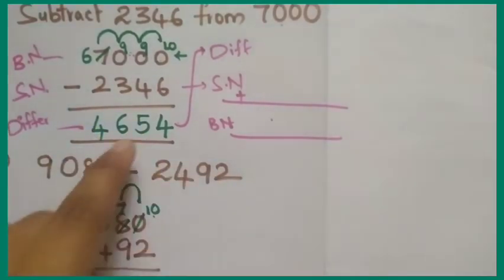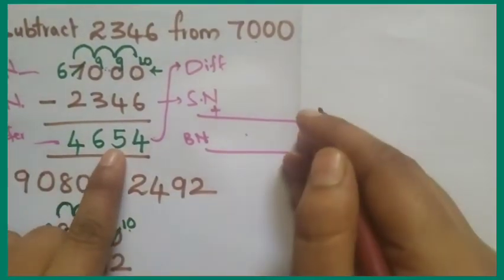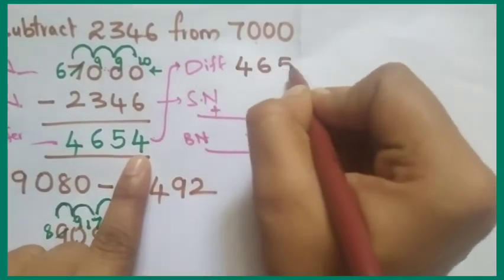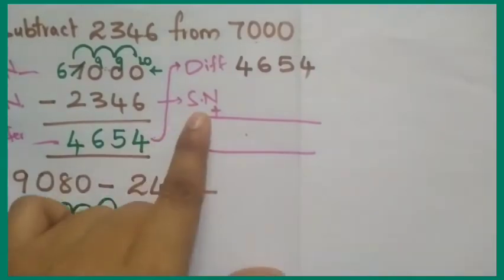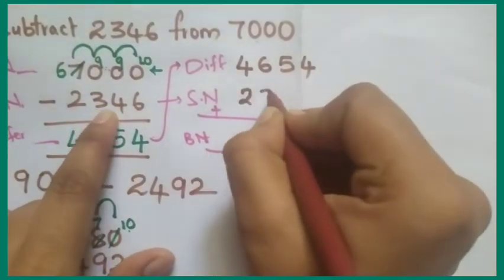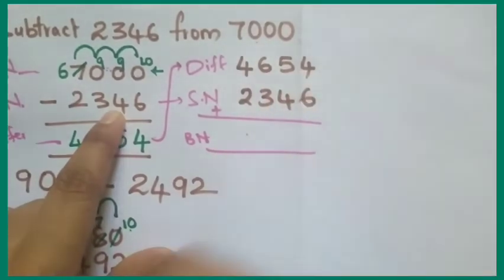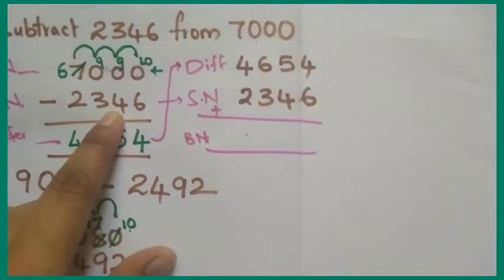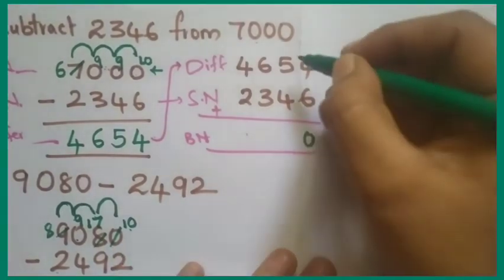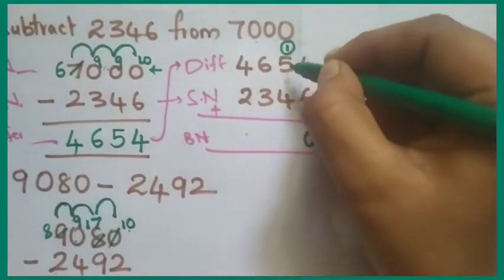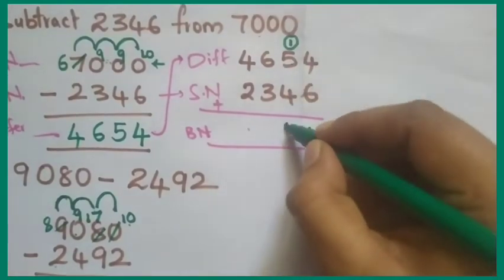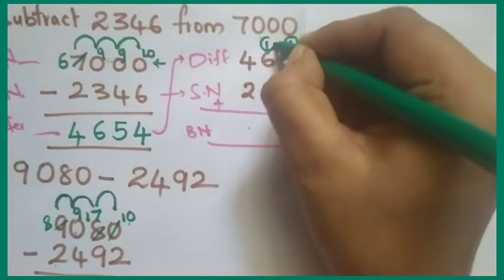Look here, what is the difference here? 4654. So we'll write here 4654. Now what is the smaller number here? This second one, 2346. Now add these two. 4 plus 6, 10. 0 here, 1 taken as carry. 1 plus 5, 6. 6 plus 4, 10. 0 here, 1 taken as carry.